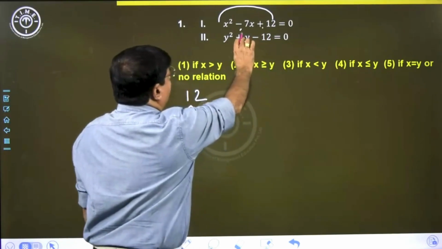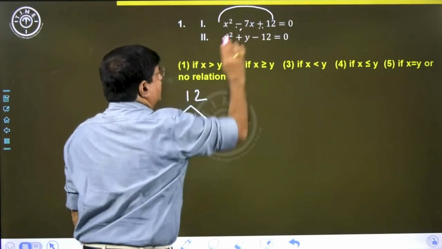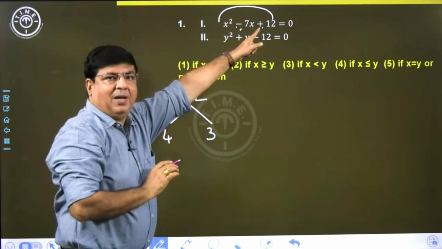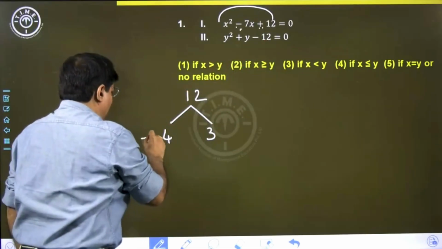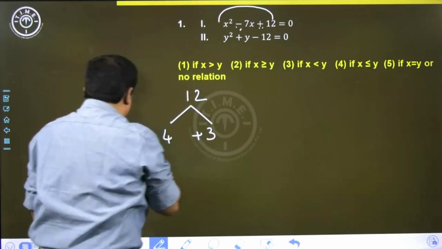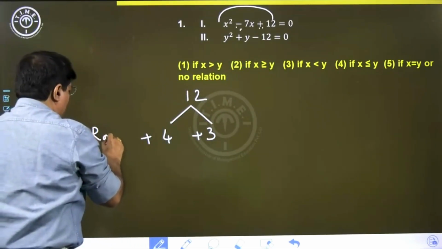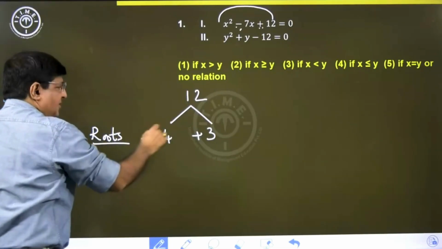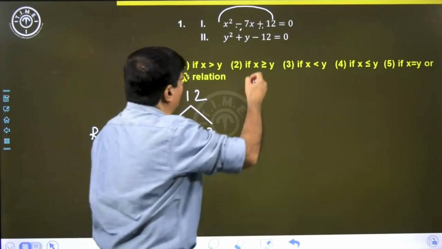What are the signs in the equation? Minus and plus. When the signs are minus and plus, the roots will be directly plus. Both will be plus. These are the roots. Please do not change the sign again. These are the roots directly. Let's go to the next equation.